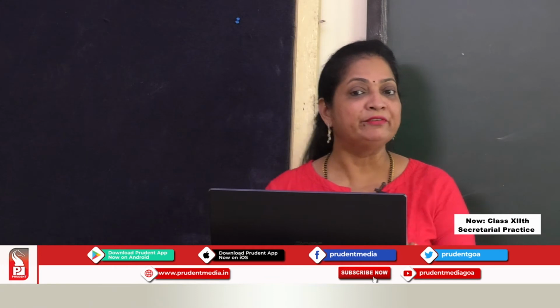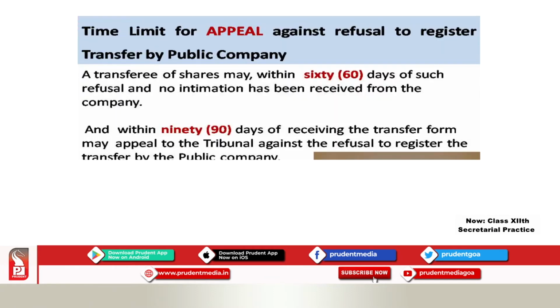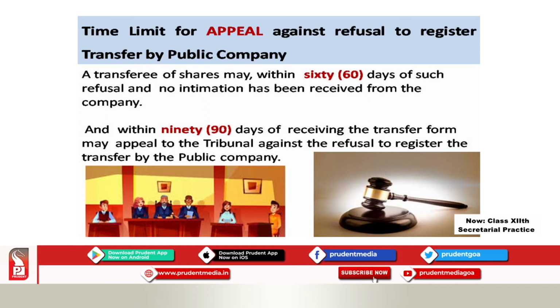Now, if the company refuses it, you can see on the screen, look very carefully. First I will read to you, then I will explain the picture I put for you. The time limit for appeal against refusal to register transfer by public company. So what happens? If a company has refused you transfer of shares, you can appeal for it. Now how do you appeal? You appeal by going to the court. So that's why I put for you a bench here, you can see, of 3 judges where the matter is put for appeal. Why shares are not permitted to be transferred. And I put that symbol for you where the judge gives his final decision by banging it on the table.